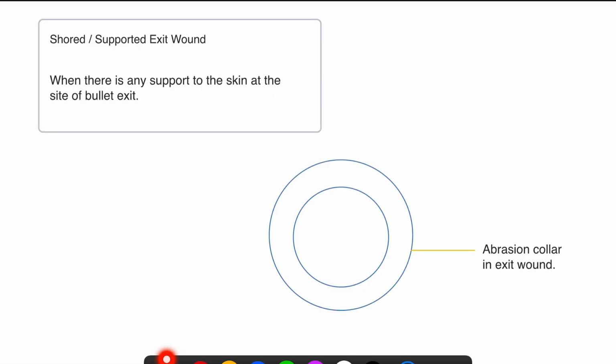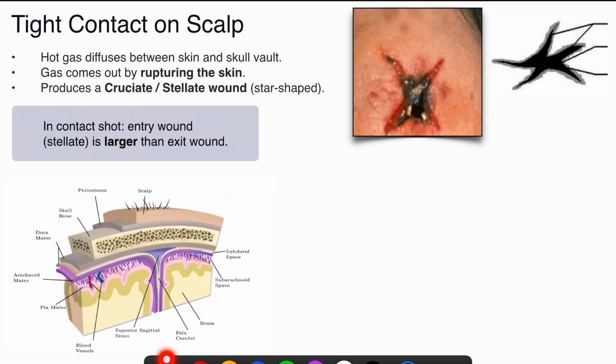Now what is a supported exit wound? See, whenever a person is standing, let's say this is a wall, and the person is standing just attached to the wall, and this is the gun on him, right? Whenever this happens, there is an abrasion collar in the exit wound. See, normally abrasion collar is caused due to what? Friction, right? And it is only found in the entry wound, but here there is friction between the skin and the attached wall. So we have an abrasion collar in the exit wound when there is any support to the skin at the site of the bullet exit. So we have a supported exit wound where there is an abrasion collar in the exit wound.